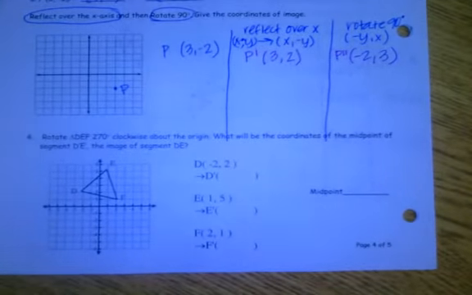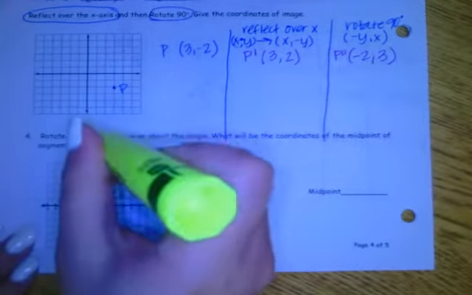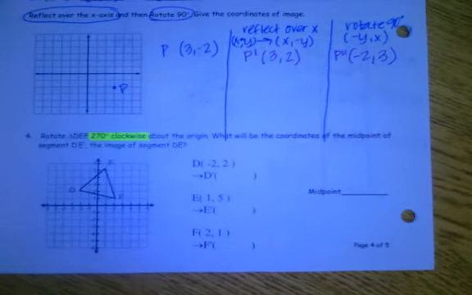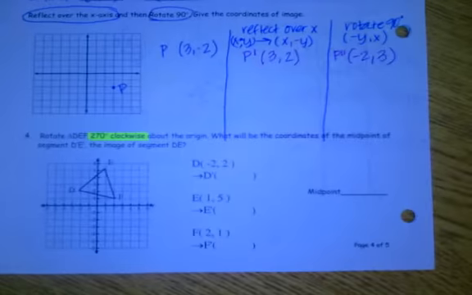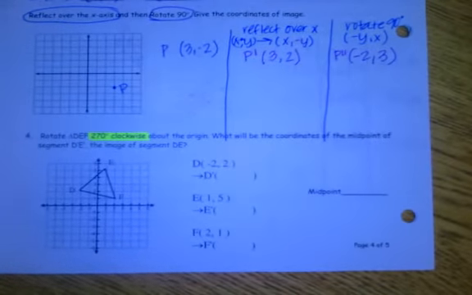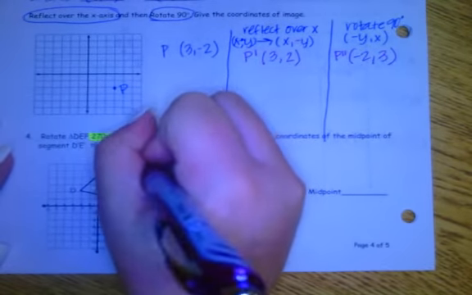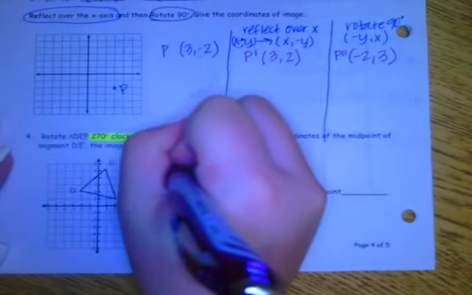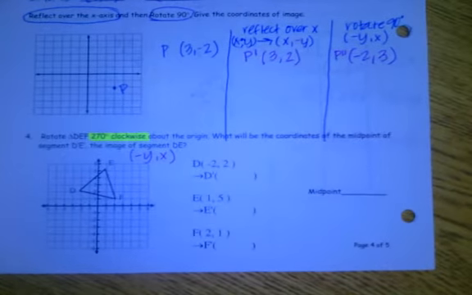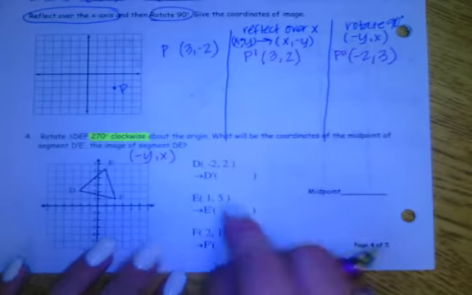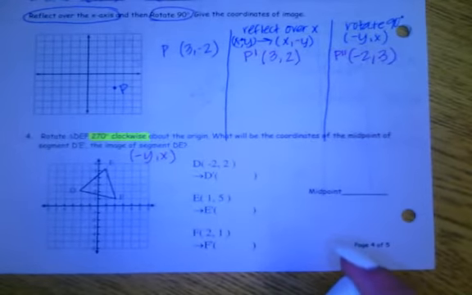Number 4, rotate DEF 270 degrees clockwise about the origin. So that's where I would have a highlighter out. Oops. And I would highlight that I'm going clockwise. So what rule is going to be associated with 270 degrees clockwise? 90 degrees counterclockwise, which is what? Opposite y, x. Very good. So, what would be D prime? Negative 2, negative 2.